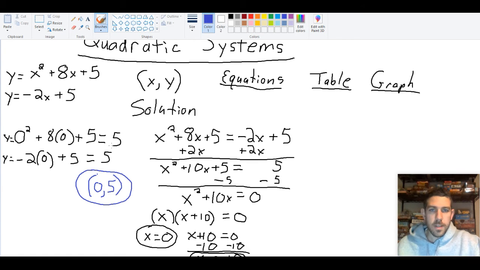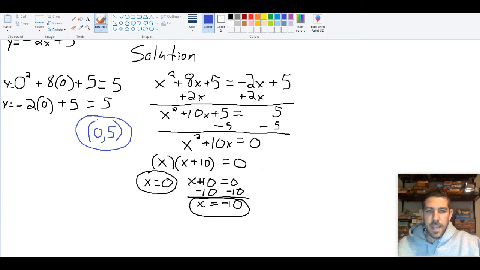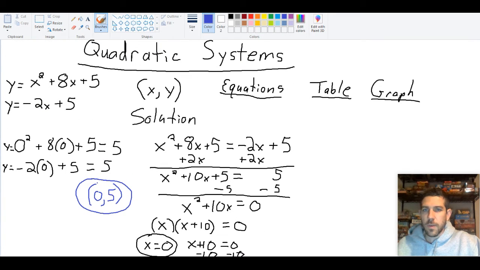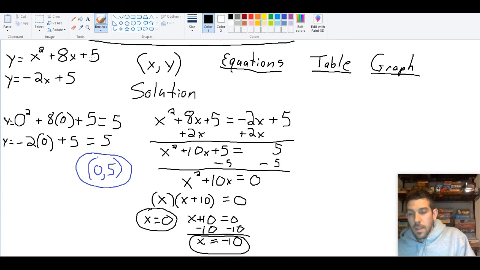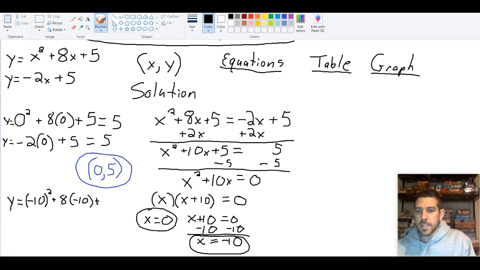There could be a second one, though, because we found out that x could also be negative 10. So now let's see what happens if we plug negative 10 into both these equations. Will they be the same? Let's try it for the quadratic equation first. So we have y equals x squared, but we know x is now negative 10, so we'll say negative 10 squared. I'm going to put it in parentheses because we want to make sure that the entire negative 10 gets squared. Plus 8 times negative 10 and plus 5.